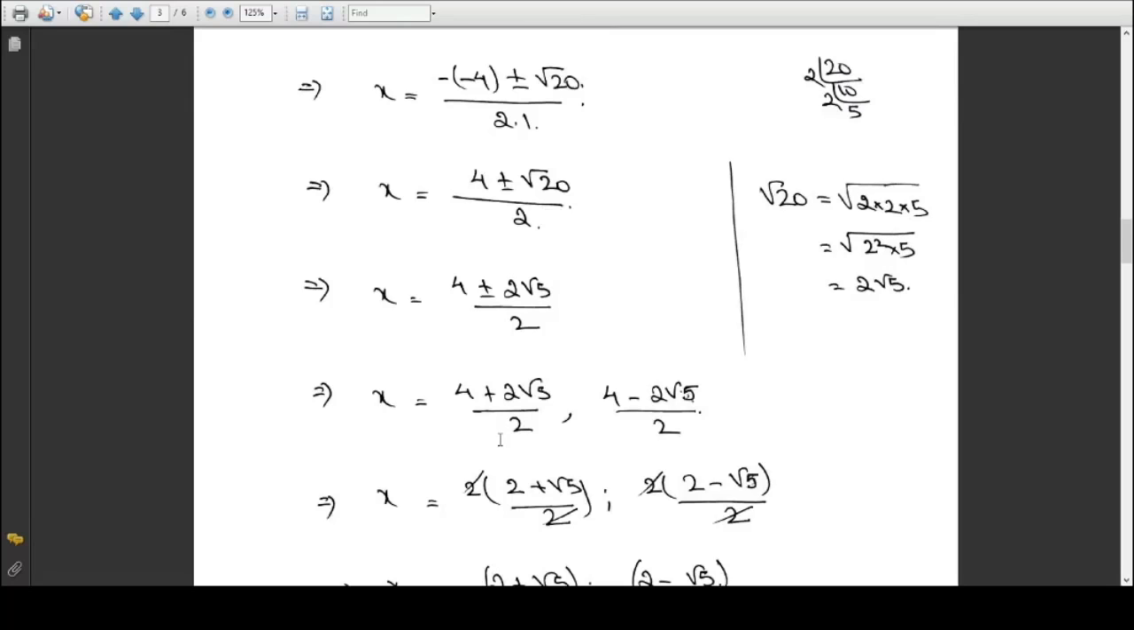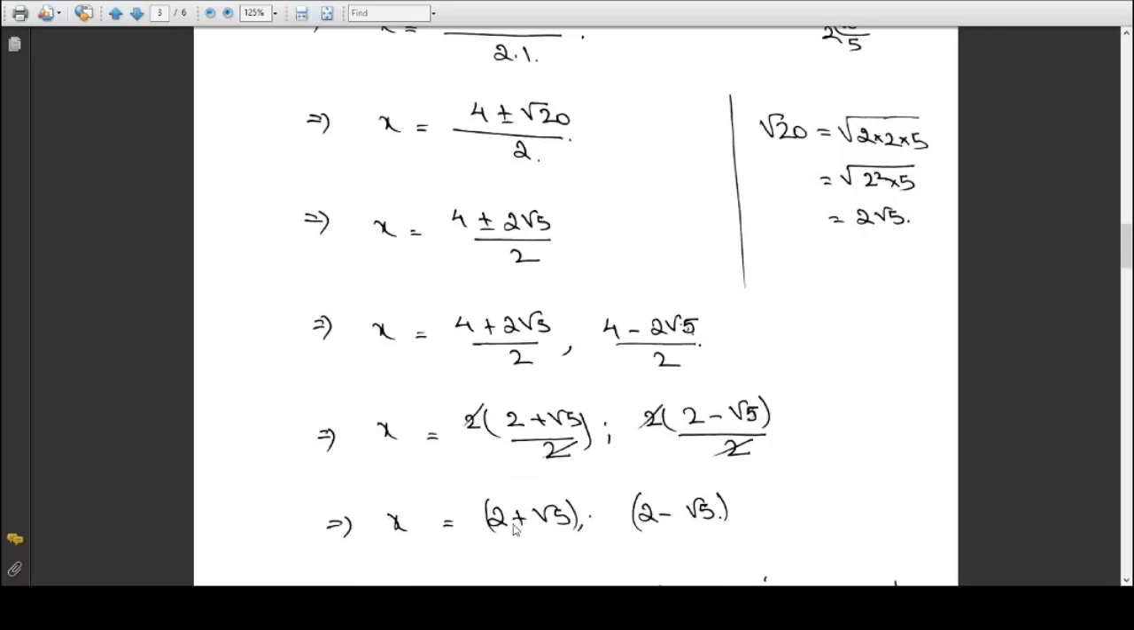Okay, now 4 plus 2 root 5 by 2. Here you take 2 common, because in 2 and 4, 2 is common. 2 2s are 4, 2 1s are 2. This means you get 2 times 2 plus root 5 by 2. The 2s you can cancel. Same thing here also, you will have only 2 plus root 5 and 2 minus root 5.